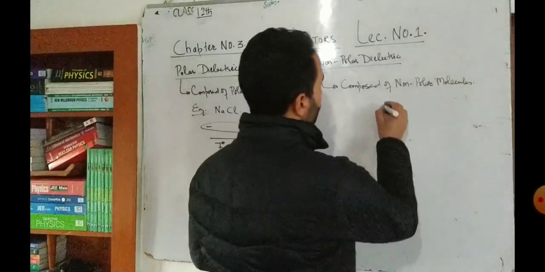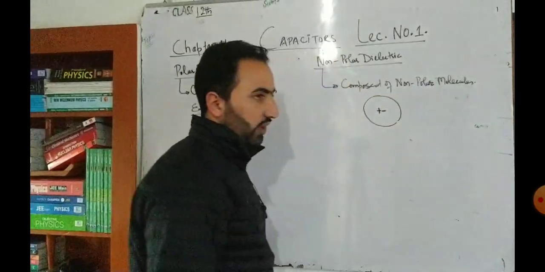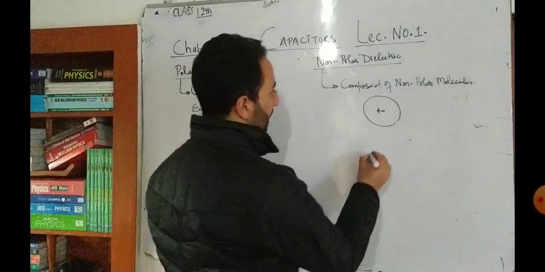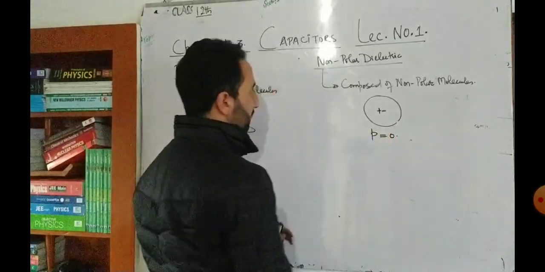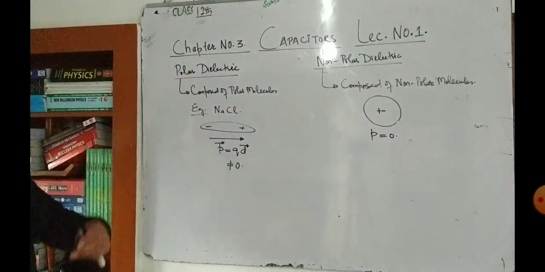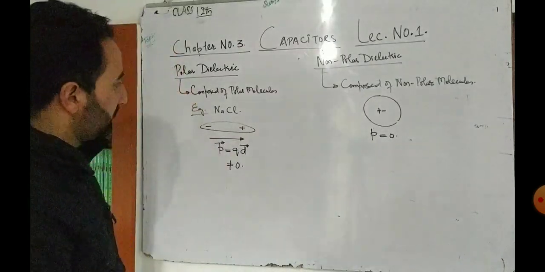Okay? So non-polar molecules are simply represented like this, so that the positive charge center and the negative charge center coincide. They overlap. That means d will be equal to 0, or the dipole moment is equal to 0 in this very case. So simply, a polar dielectric is one which is composed of polar molecules, and a non-polar dielectric is one which is composed of non-polar molecules.